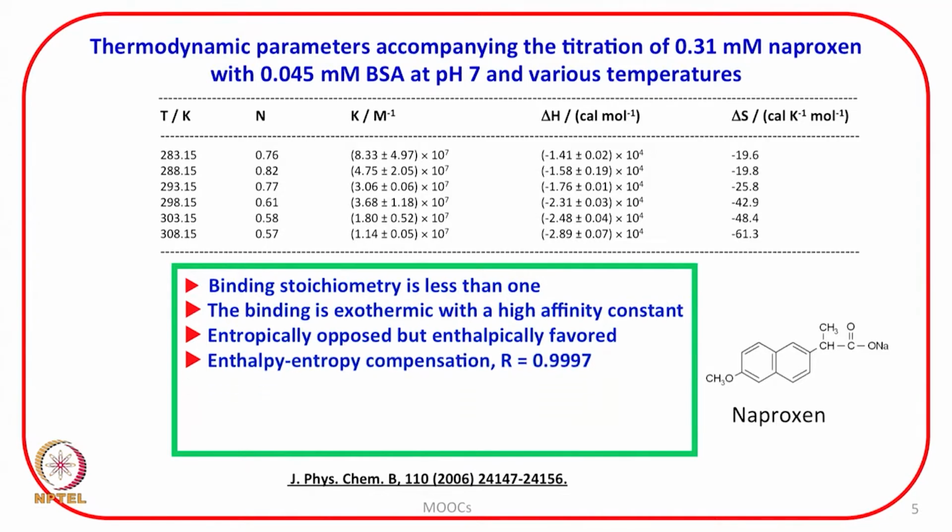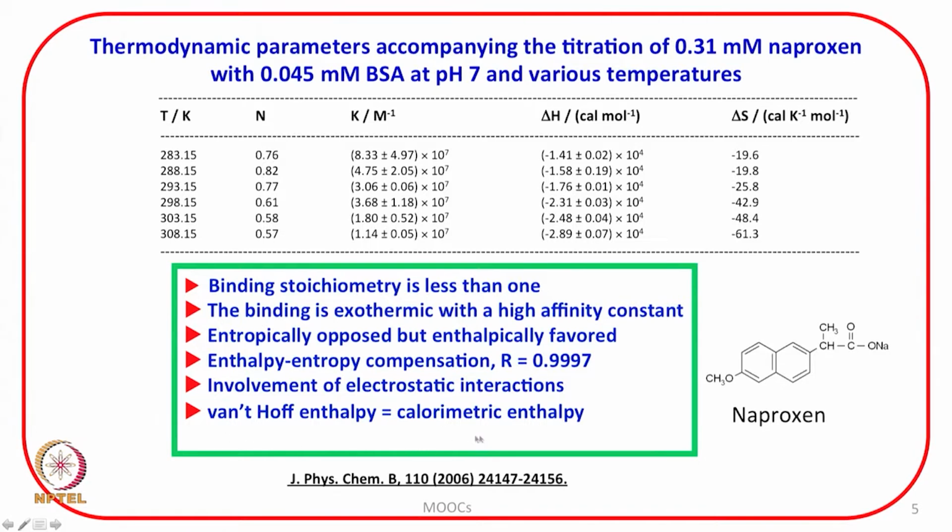Next comment, enthalpy entropy compensation is completely observed in this data. That is, when you plot delta H against T delta S, you have a linear regression coefficient of 0.9997, suggesting that there is a good enthalpy entropy compensation. The next comment is involvement of polar or electrostatic interactions are suggested, which is based upon the negative value of delta H.